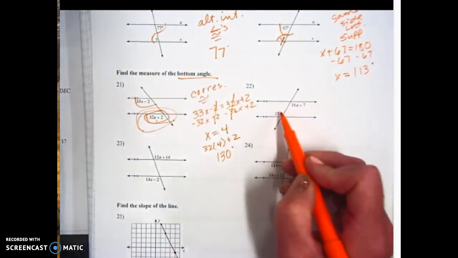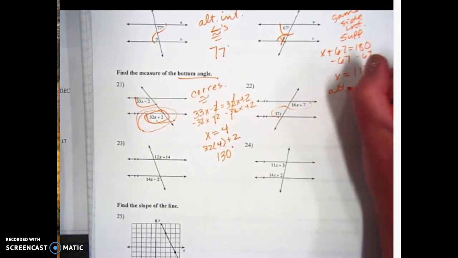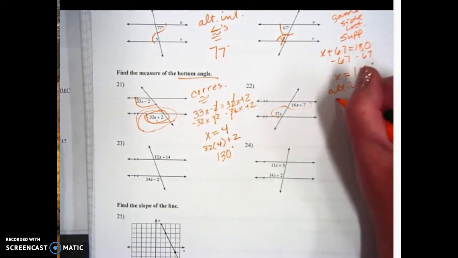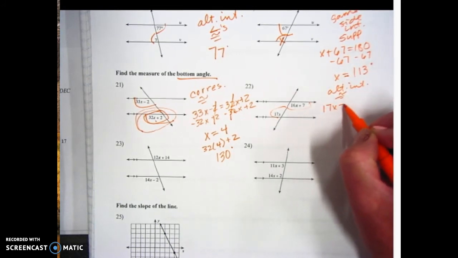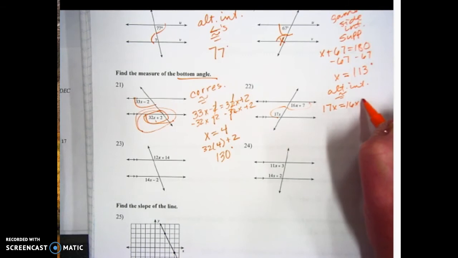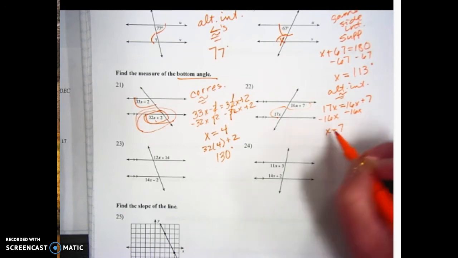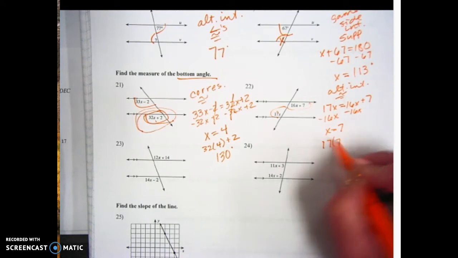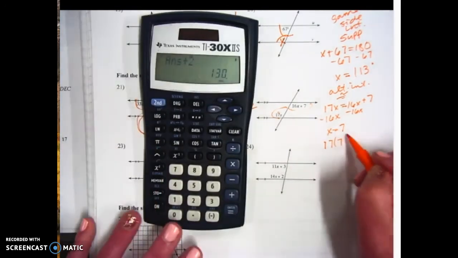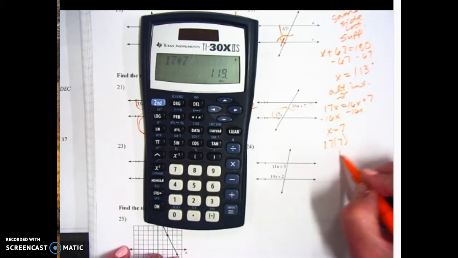All right. These two are alternate interior, so they should be congruent. So 17x should be equal to 16x plus 7. Subtract the 16x. So x should be equal to 7. We need to plug it back in there. So 17 times 7, 119.